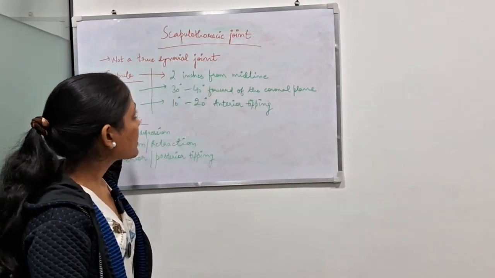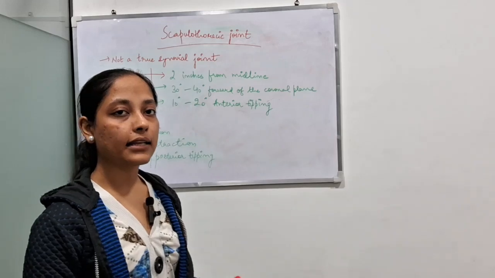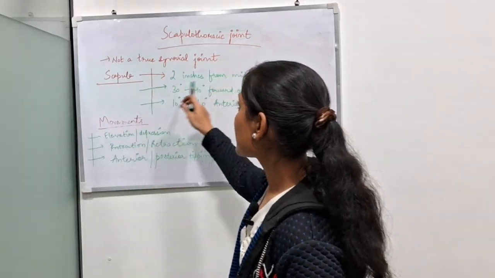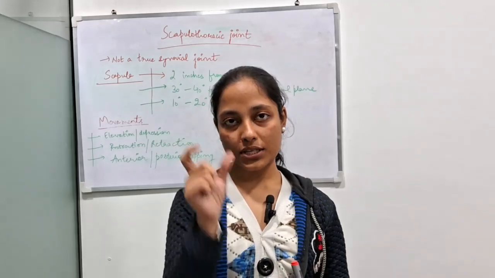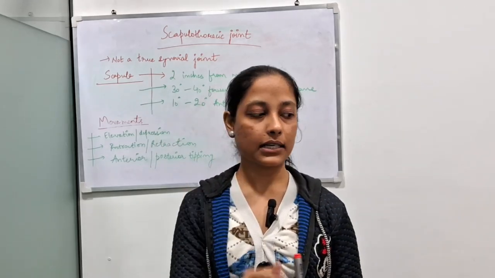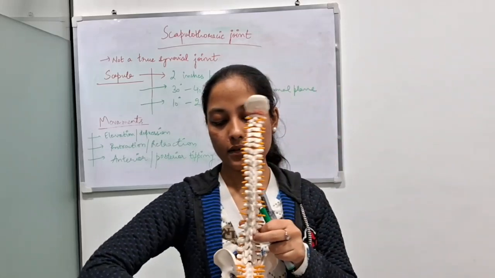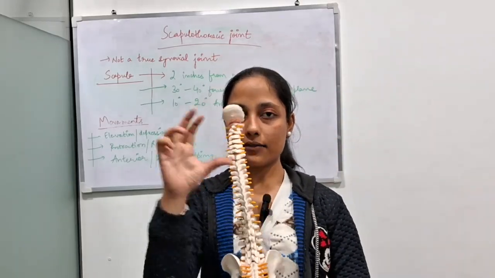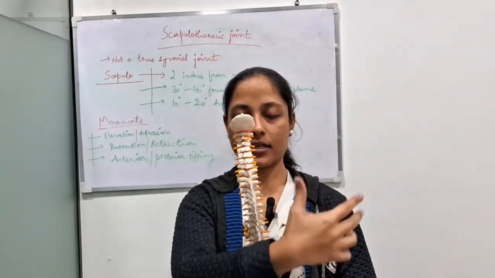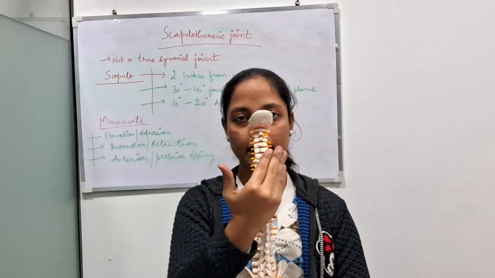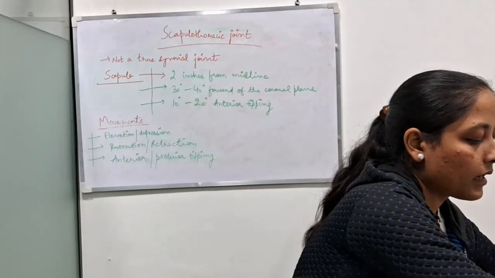Then another important thing that we need to understand here is the position of the scapula. Now, the position of the scapula is actually 2 inches from the midline. Suppose this is the spine, and here I have the two scapulas. So, the scapula lies 2 inches from the midline.